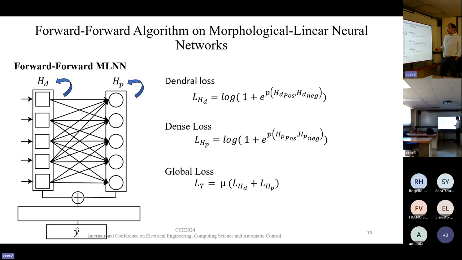It's important to notice that we work with networks with two layers, both in the original algorithm and in our proposal. This is because we were having troubles stacking several morphological layers, which is the next step of research.